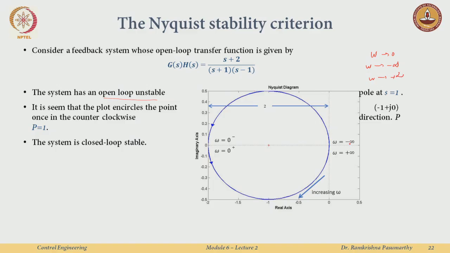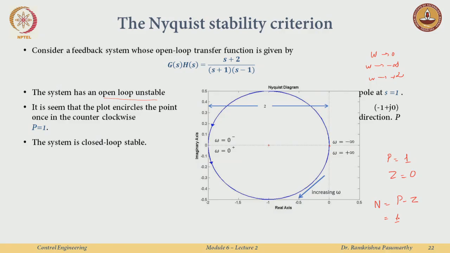So I start from omega is 0, I am here, and then I just reach here. I start from minus infinity, I go all the way here, and I go all the way here, and I just plot this and say, okay, where am I? So this is my origin. Here I am at a distance of 2 and this one. So here my P is 1, Z should as always be 0, therefore N, which is P minus Z, should be 1 in the counterclockwise direction.